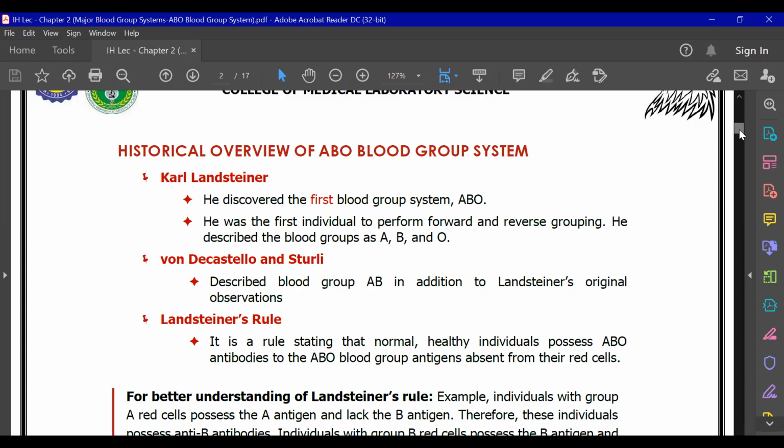And years after that, his co-workers, by the name of Von de Castello and Stirling, also discovered the blood group AB in addition to the A, B, and O blood groups.